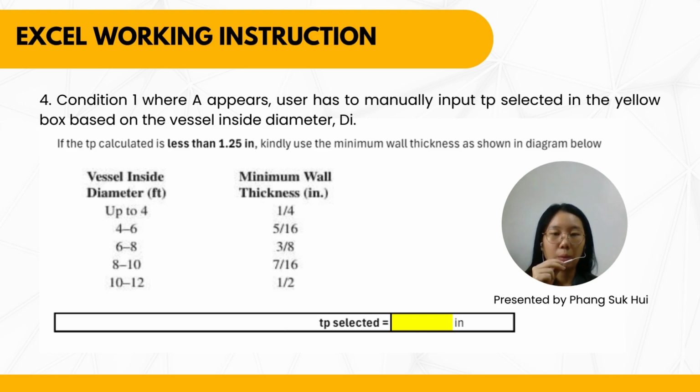In condition 1 where A appears, the user has to manually input the TP selected in the yellow box based on the vessel inside diameter DI. This is because the TP calculated is less than 1.25 inch based on the user input data. So, the user now should input the minimum wall thickness based on the vessel inside diameter, keyed in the yellow box.